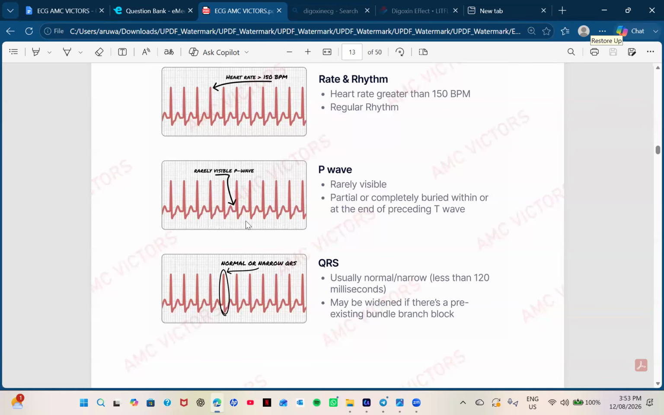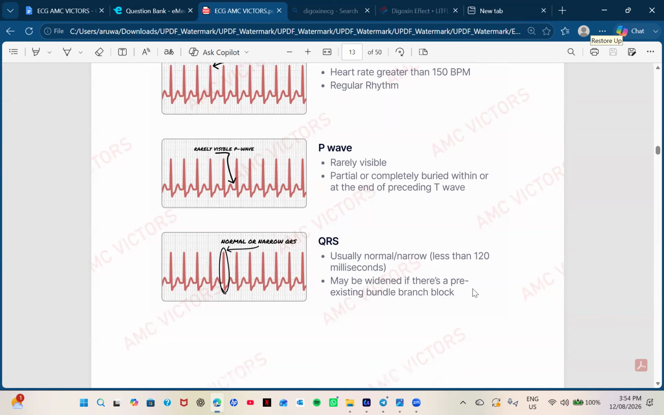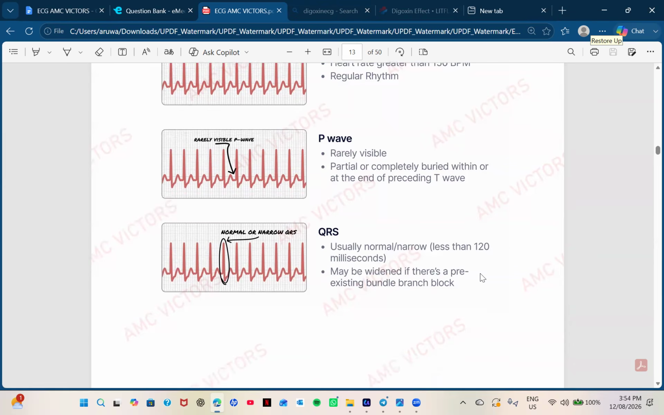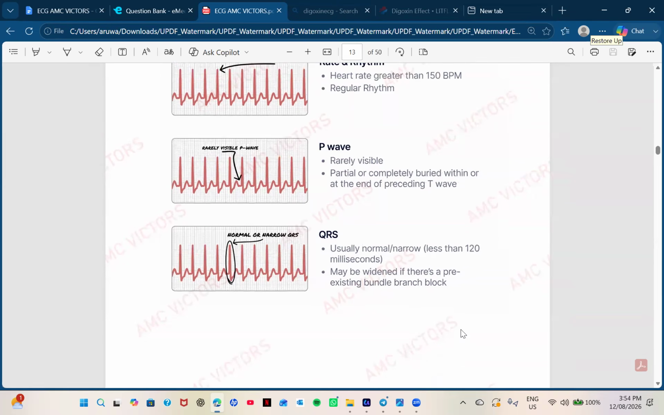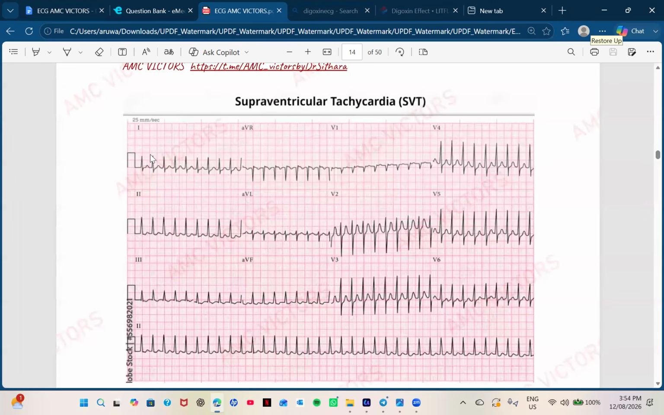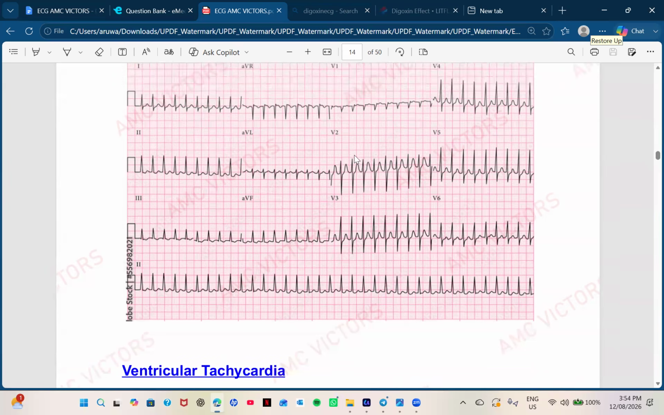The P waves are not absent, they are really visible, partial or complete, within or at the end of the preceding QRS. Sometimes they can be hidden inside the QRS complex or inside the T wave. The QRS is usually narrow, less than 120 milliseconds, but may be wide if there is pre-excitation or bundle branch block. This is the way you can see SVT: a narrow complex tachycardia with the same rate.